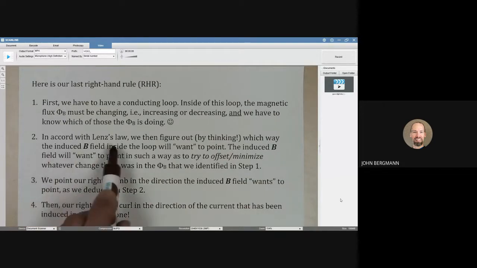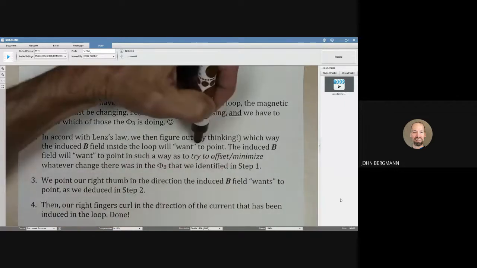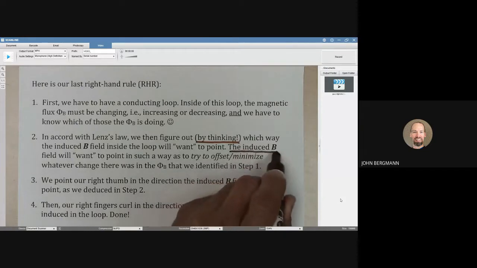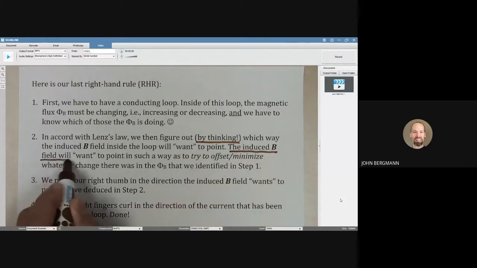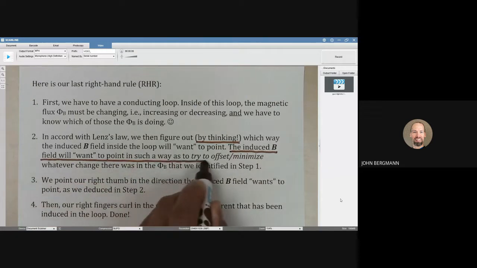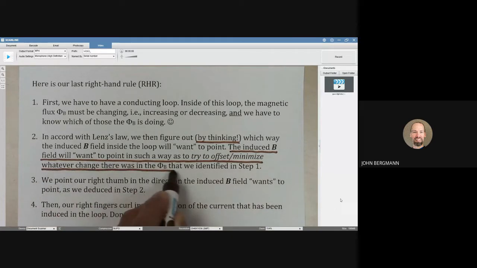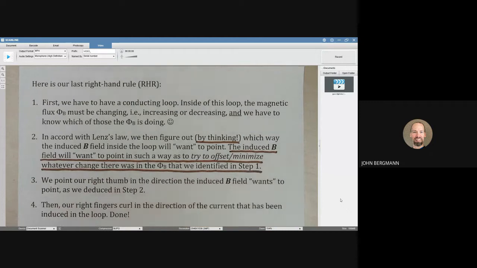Secondly, in accord with Lenz's law, we then figure out, by thinking, which way the induced magnetic field inside the loop will want to point. We're personifying here, but the induced magnetic field is going to want to point in a particular direction. And what direction is that, Mr. B? The induced magnetic field will want to point in such a way as to try to offset or minimize whatever change there was in the flux that we identified in step 1. So we'll demonstrate this with examples presently.